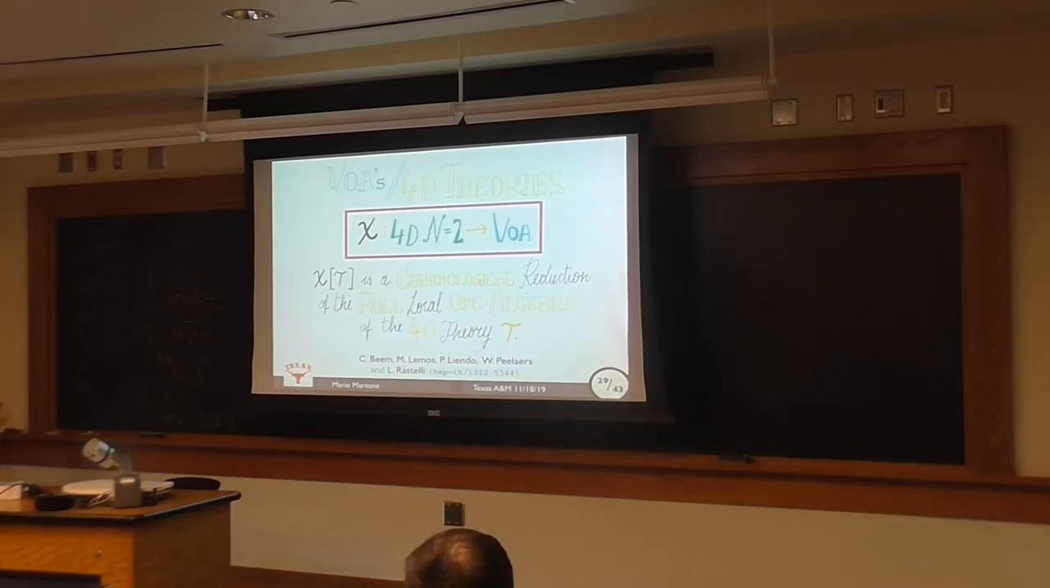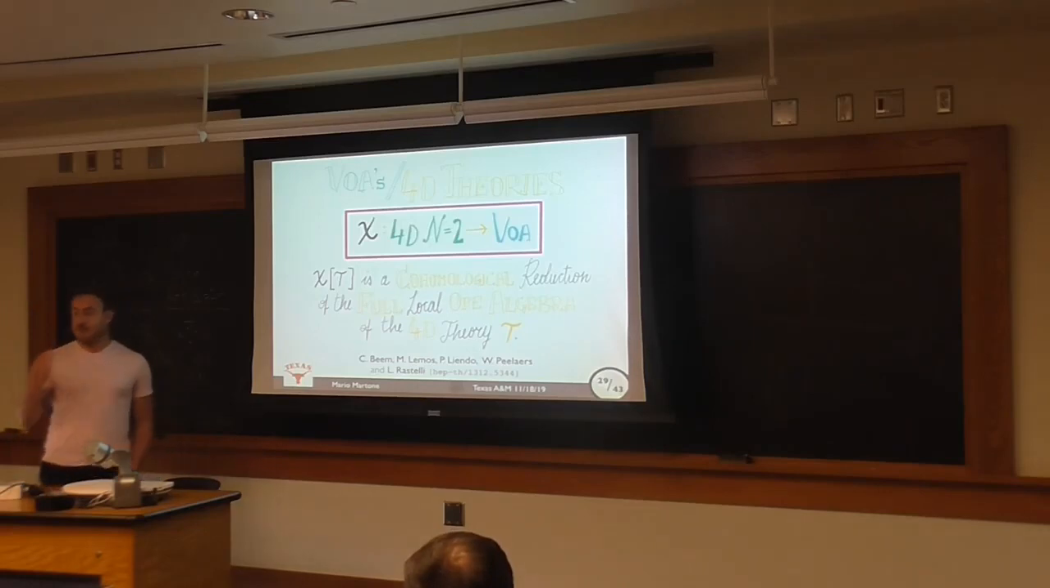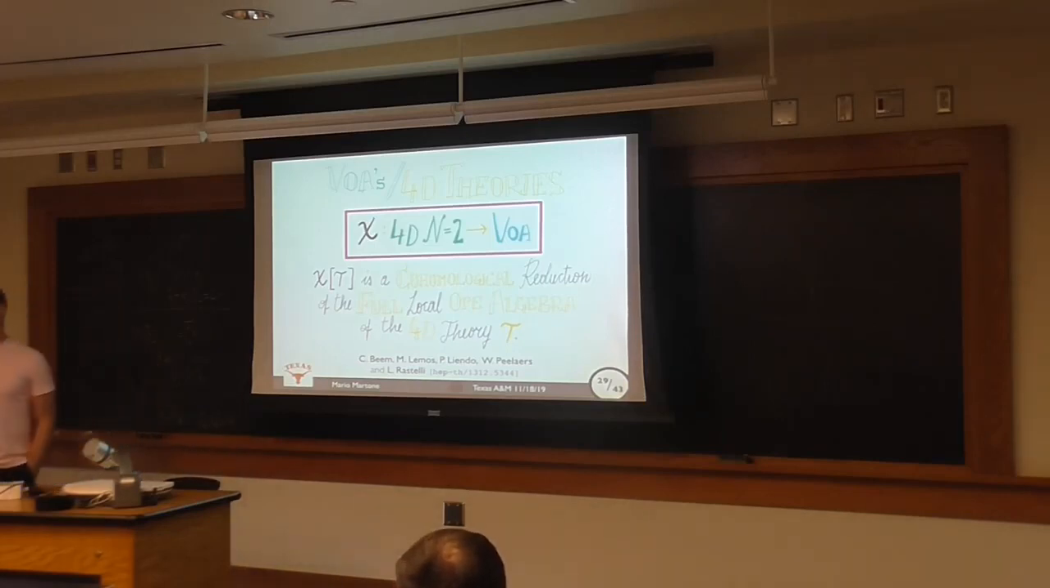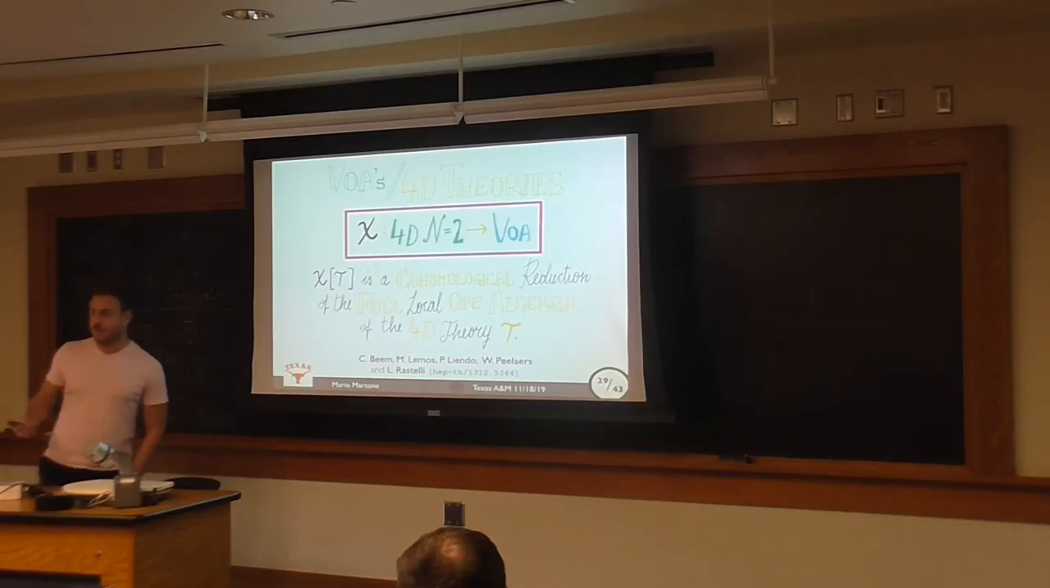Okay, good. So I have to do a little bit of advertising. This is an amazing result, in my opinion, if you're not familiar with it. There is a map that is called chi. Forget about the cohomological reduction of the OPE algebra, but the bottom line is that there's a map from any N=2 four-dimensional SCFT that takes that theory to a vertex operator algebra, which stands for basically a 2D CFT. It's not quite that, but that's fine. This paper has over 200 citations, it's a big deal.